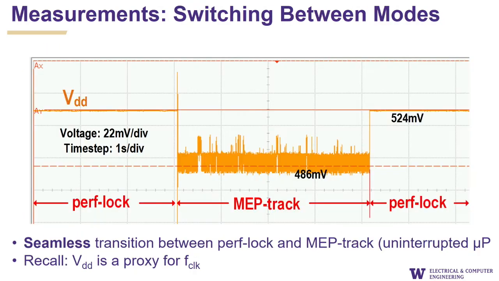And we also had a switch capacitor module, and I'm just going to share some sort of measurement results with you that demonstrate the system in operation. So first, we're going to show how the system transitions from performance lock to MEP track to performance lock. This oscilloscope trace on the chip is showing you what the supply voltage of the system was.